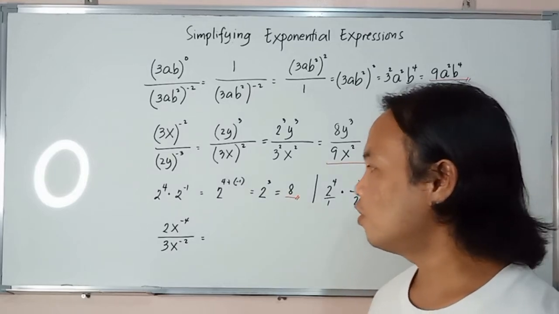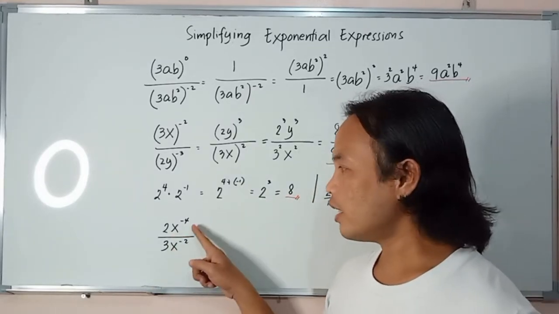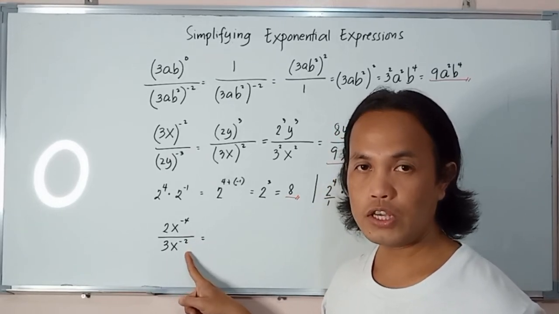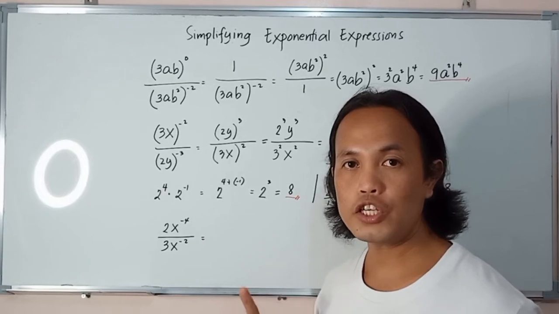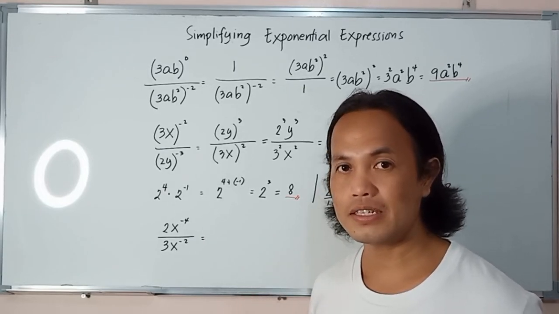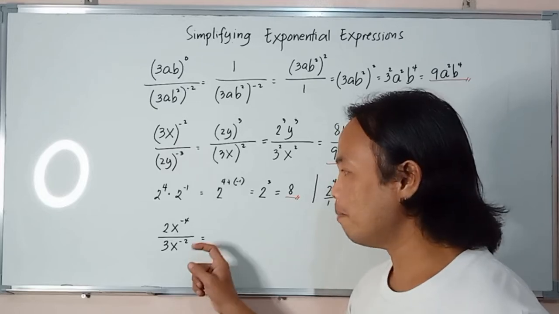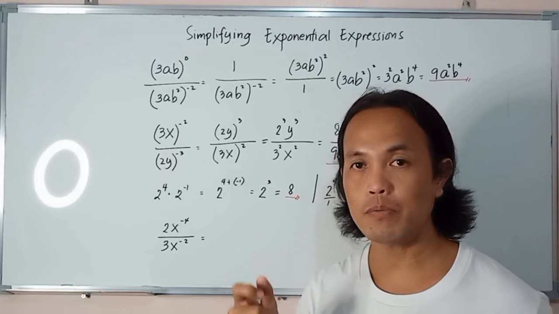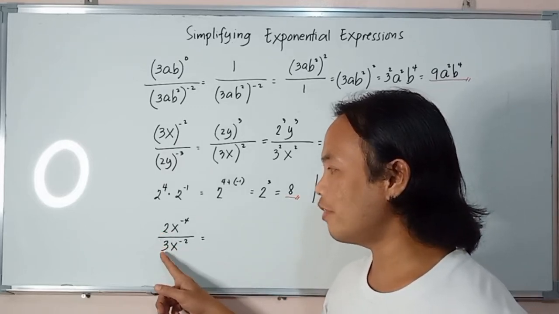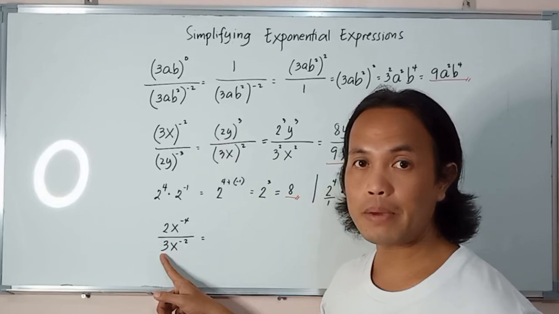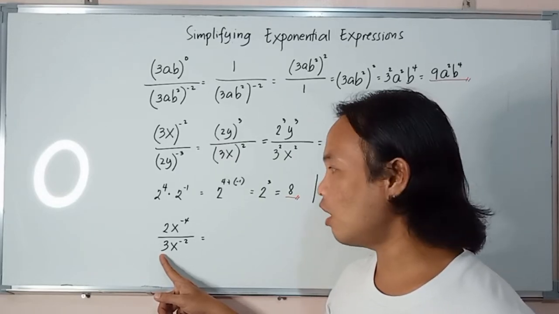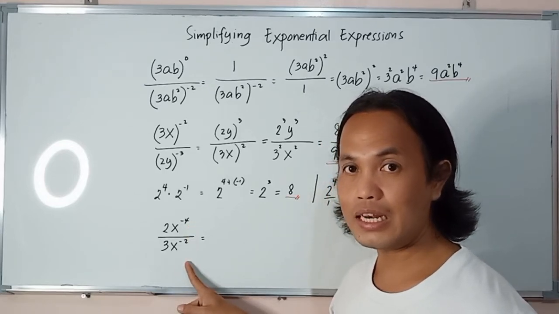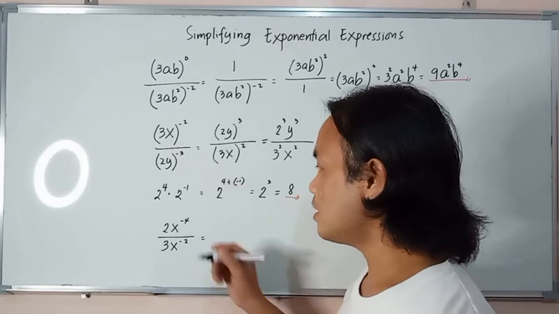Okay, next example. So we have here 2x raised to negative 4 over 3x raised to negative 2. As you have observed, the expression is not being enclosed with a parenthesis. So what we need to do is just simply get the reciprocal of the quantity containing the negative exponent. There is no problem with 2 and 3 because the exponent here is positive. So we just simply get the reciprocal of both x in the numerator and x in the denominator and indicate the positive exponent. So we just simply copy 2.